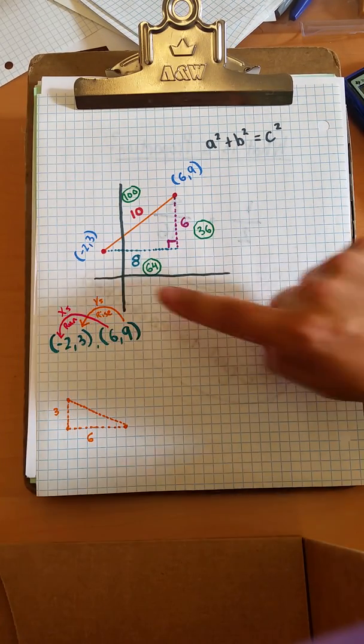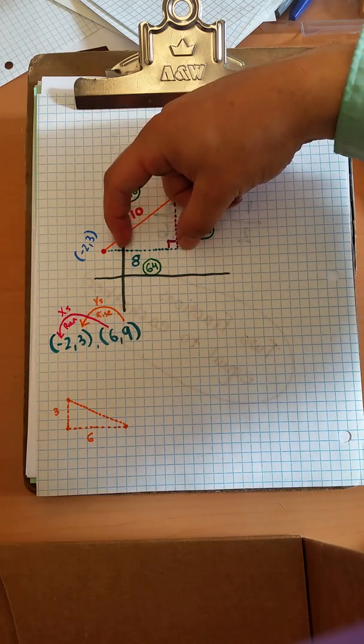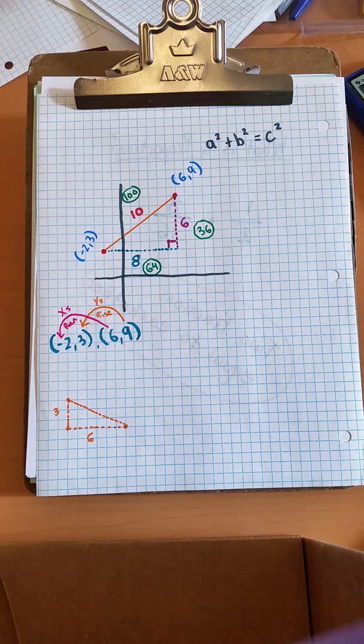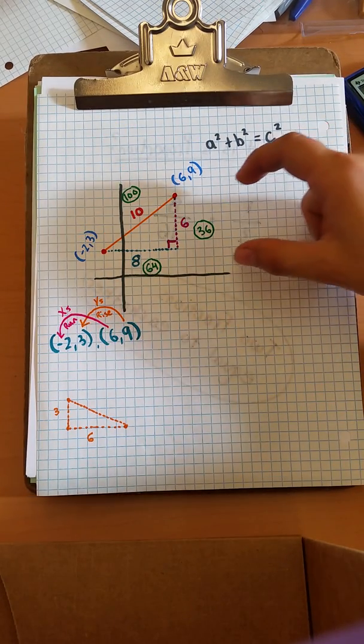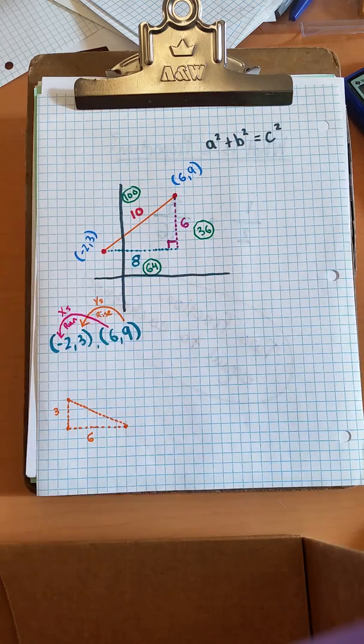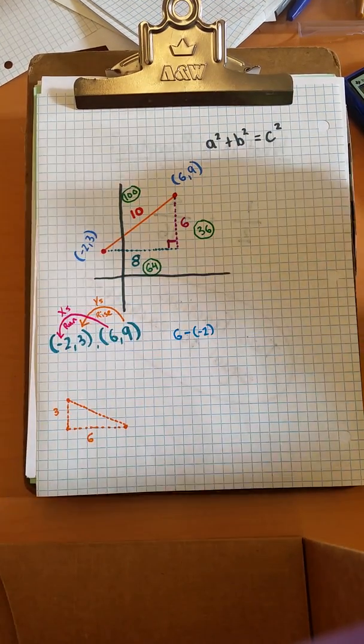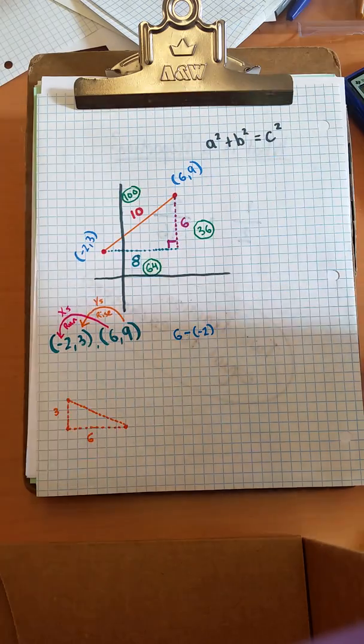Negative 2 and 6 are 8 apart. 6 on this side and 2 on this side. 3 and 9 are 6 apart. You're already up 3 and it's 6 more to 9. 6 minus negative 2 is 8, which is our bottom leg.